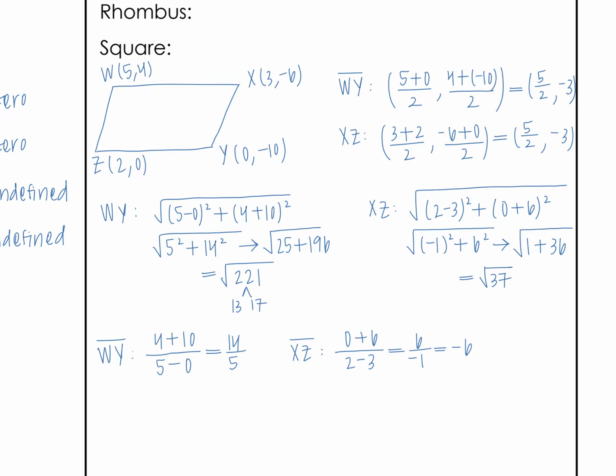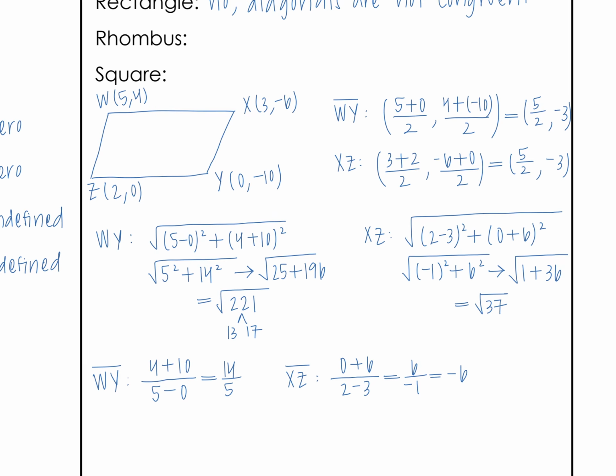And so these two slopes here are not perpendicular, and therefore it is not a rhombus. So diagonals are not perpendicular. And once again, remember, once you've worked out all three of those, this will give you your answer for your square. And so my answer is no, not a rectangle or rhombus.